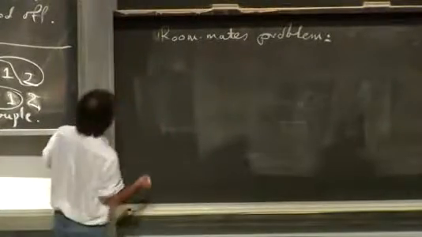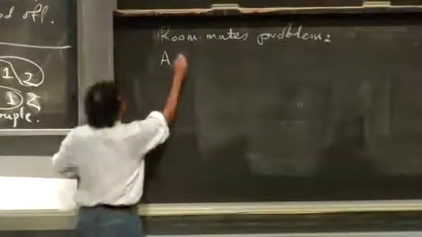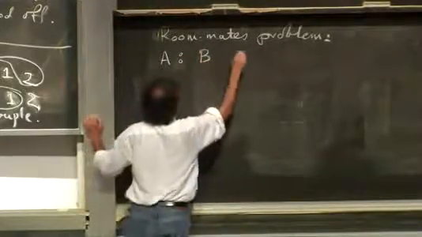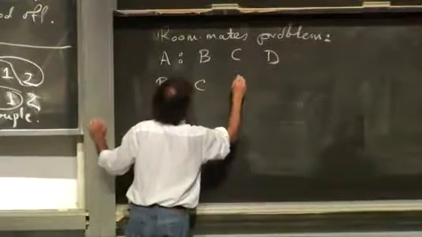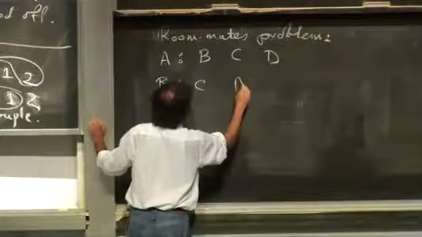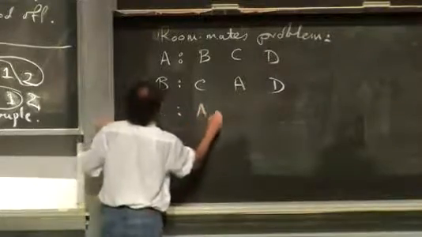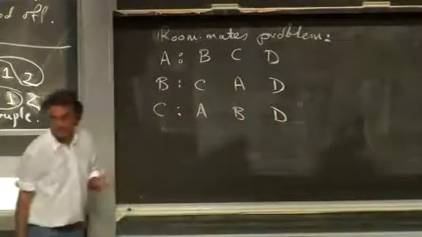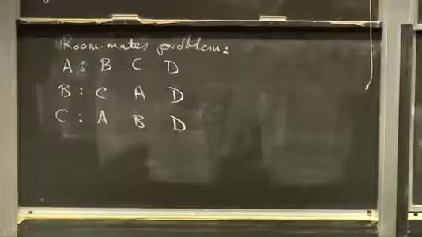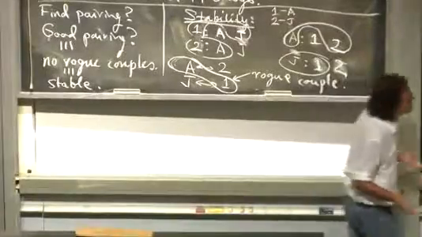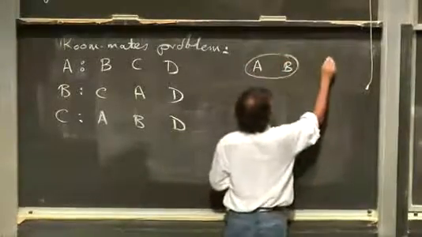So you have four people, A, B, C, D, and let's say these are their preference lists. A would rather be with B, C, and then D. B would rather be with C, A, and then D. And C would rather be with A, B, and then D. Okay, so now you start off with a pairing. Let's say you have A and B together, and you have C and D.